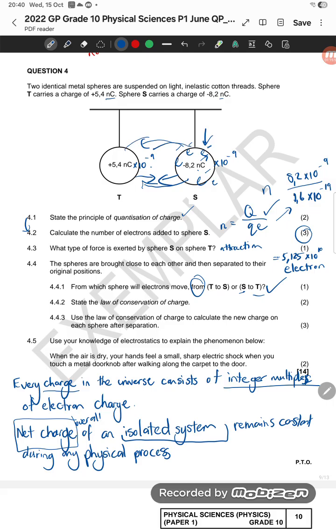Overall charge, even when they come together and then when they separate again, the charge of the whole thing is still the same. It just was, electrons weren't lost. This is really what this means. Electrons aren't lost.